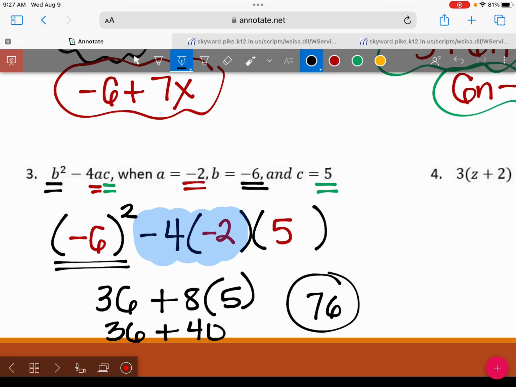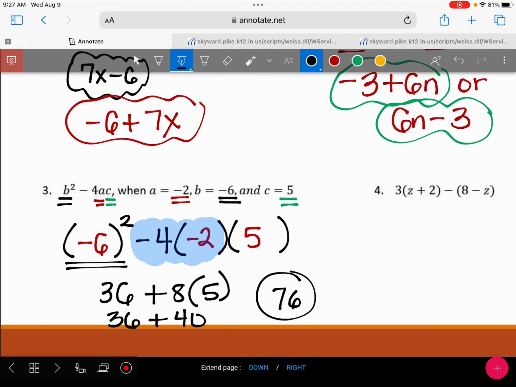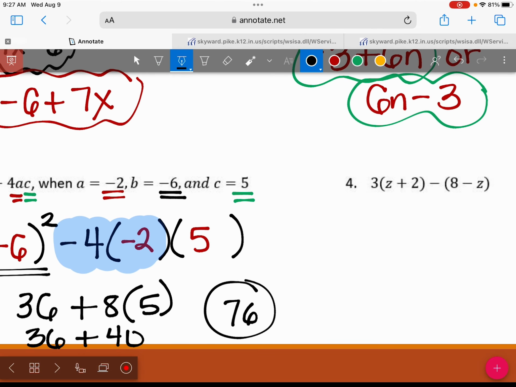All right, number 4, that'll be our last question. I'm going to pass out homework 2. So we have to distribute twice. The first thing we're going to distribute is a 3, multiply by 3. And then your second parentheses, you're going to multiply by negative 1. So that will be 3z plus 2 minus 8 plus z. All right, go ahead and combine your like terms. I messed up. What did I do wrong? I went too fast. Let me start over.